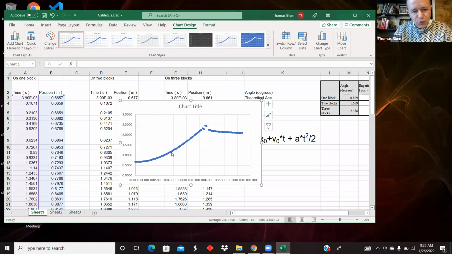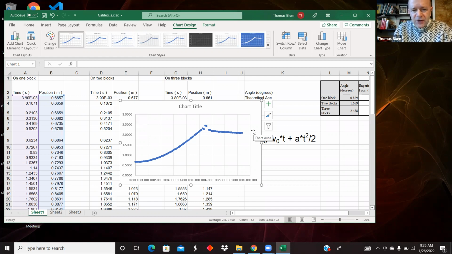Then we see that we had some nice smooth parabolic data, which is what we're expecting, and then something else happens. This is like the cart hitting something at the bottom of the incline and bouncing back. And so we're not interested in that part. We want our analysis to be of a freely flowing cart down the incline. So we want this first part. We don't want this second half.